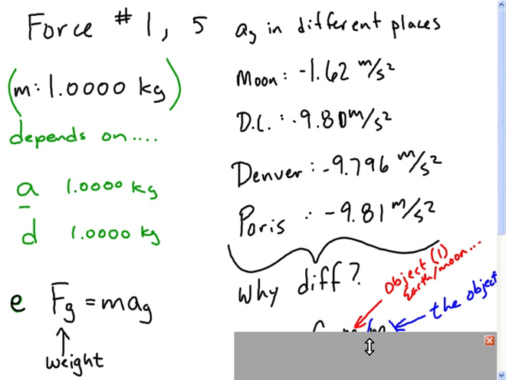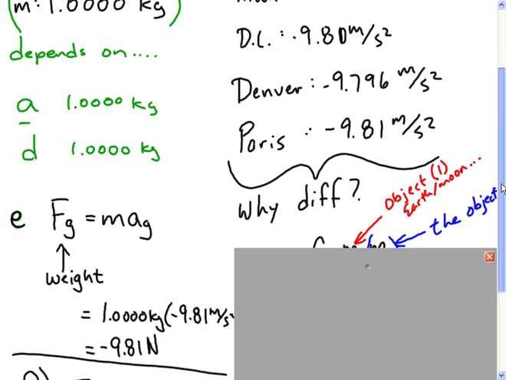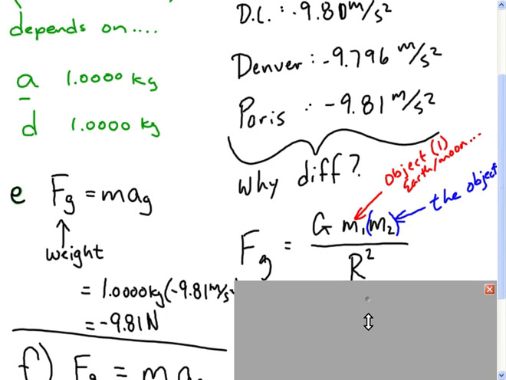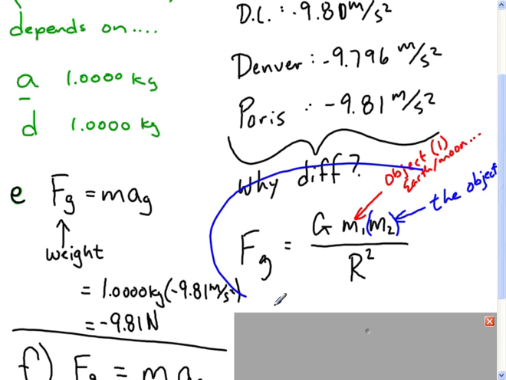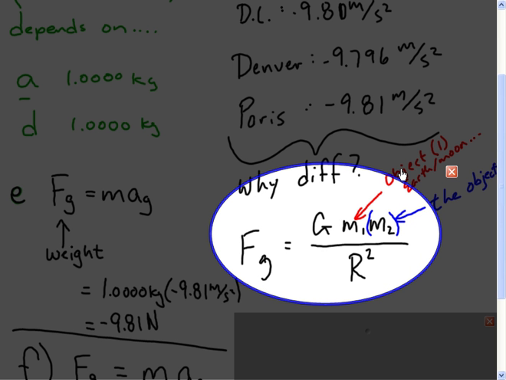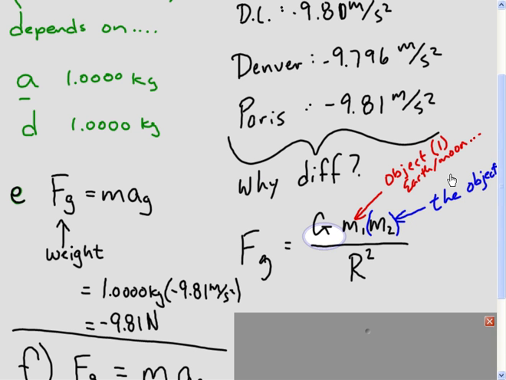Why are these different? The reason they're different is because gravity is dependent on the things that are in this equation. This is Fg right here. I can't draw on it while it's gone. This is gravity right there. That's the weight of the object. And everything that weight is dependent on is on the right side of the equation.